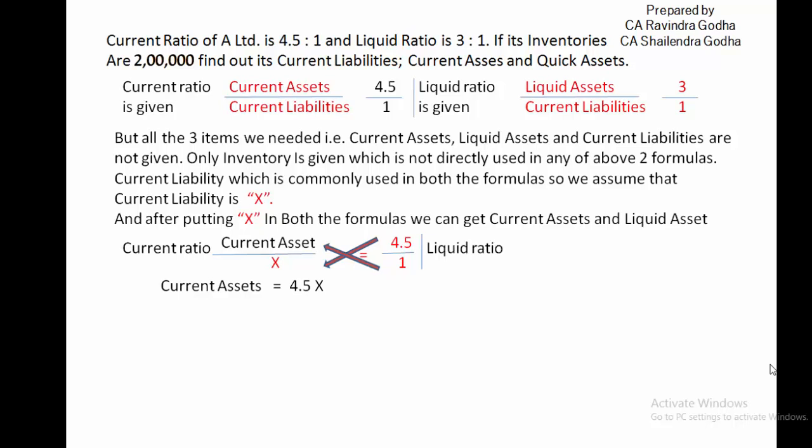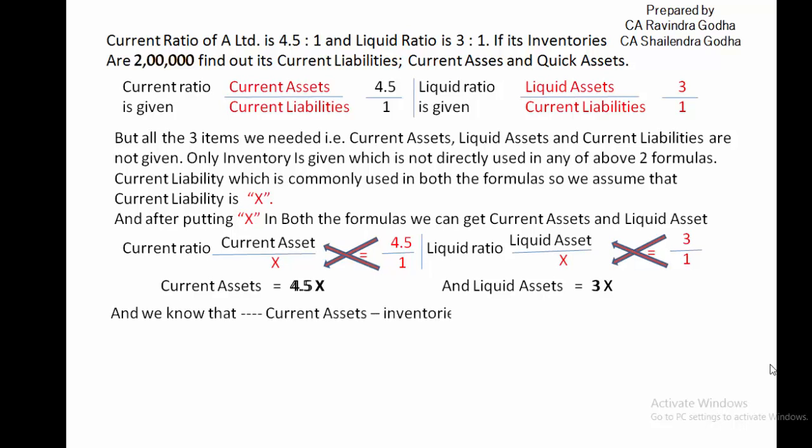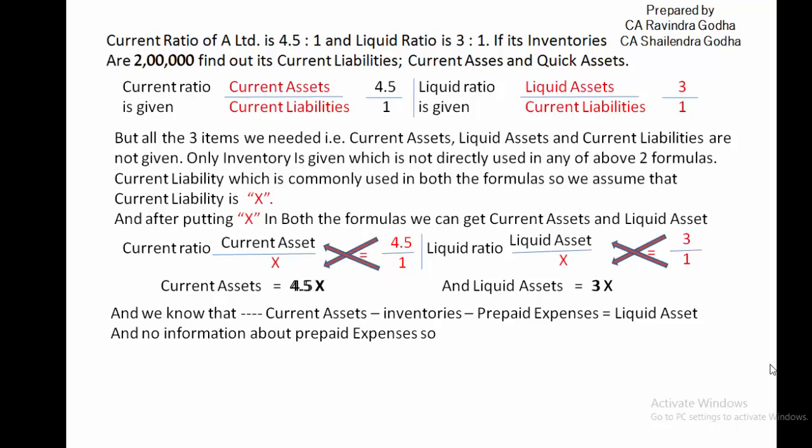Liquid ratio, that is liquid assets divided by current liability, X, is equal to 3:1. After cross multiplying, we get liquid assets equal to 3x. And we know that current assets minus inventories minus prepaid expenses is equal to liquid assets. There is no information about prepaid expenses, so we assume that there are no prepaid expenses. So current assets minus inventory is equal to liquid assets.